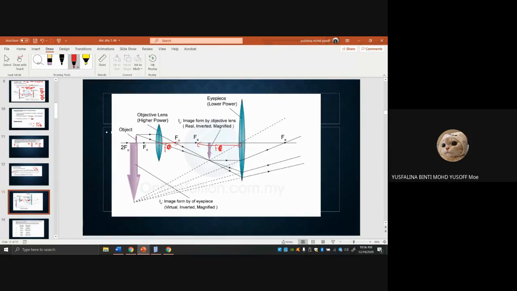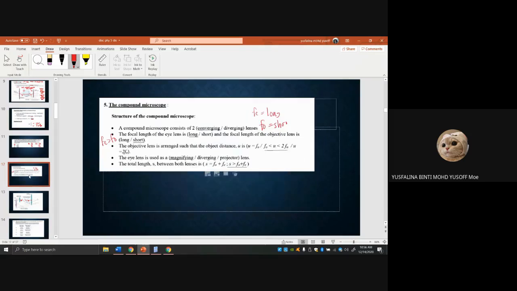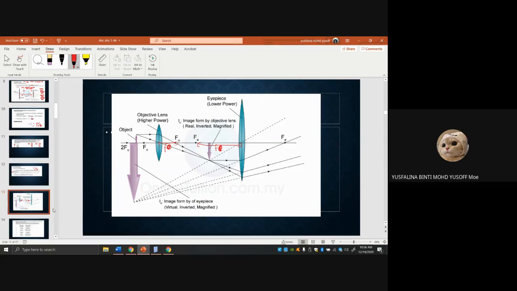The next one says the objective lens is arranged such that the object distance U is between FO and 2FO. So the object should be between F and 2F. You have to remember this. For the telescope, you don't have the object distance, but for the microscope, you have the object distance that must be between F and 2F.